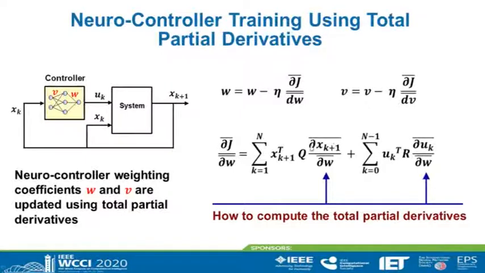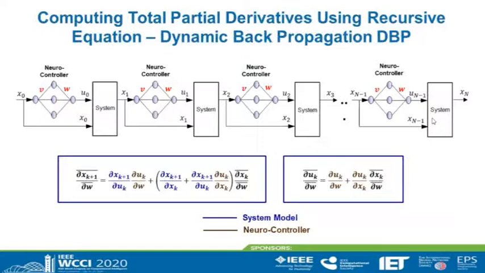Here we can see the total partial derivative of X respect to W and of U respect to W. Now we will present how to compute these total partial derivatives. And for that, we will use the dynamic backward propagation algorithm DBP. This figure shows the time deployment of the control process. Here we have the neurocontroller and the system for step 1, for step 2, for step 3.